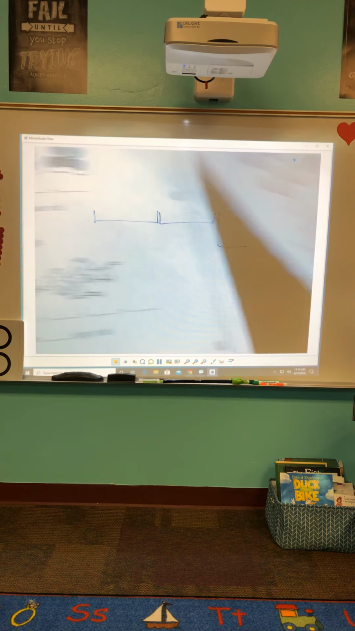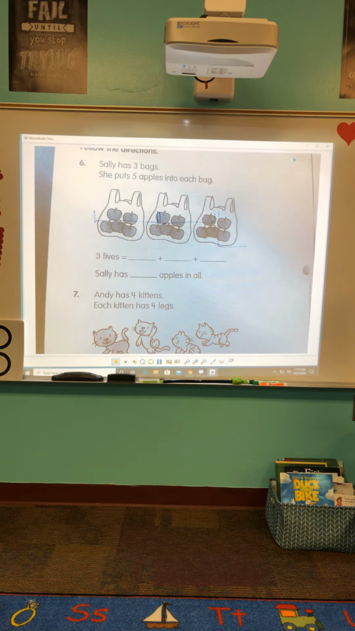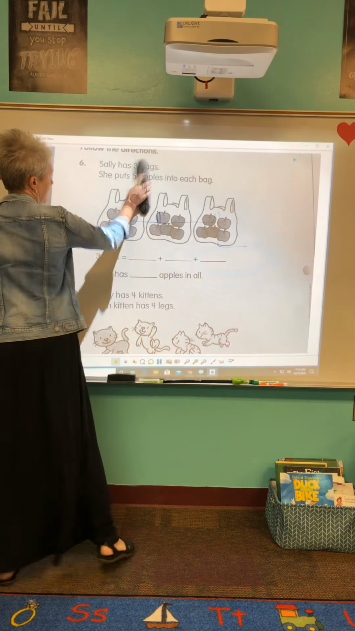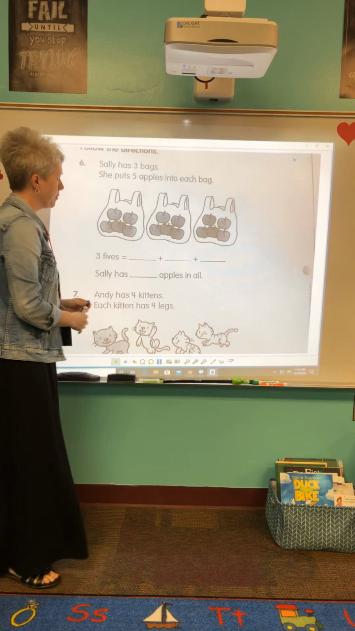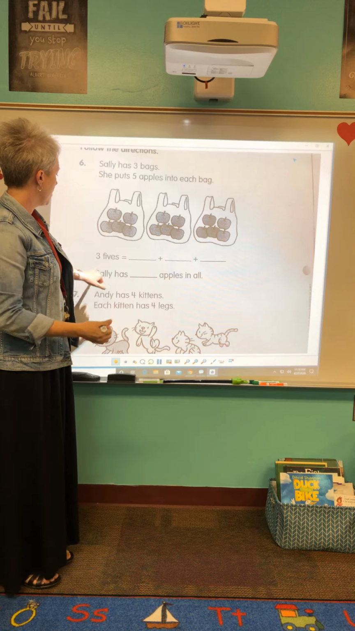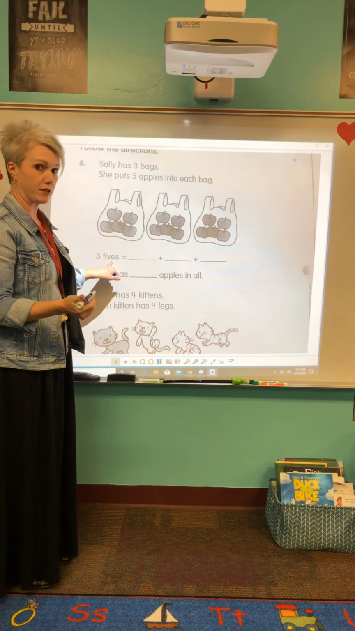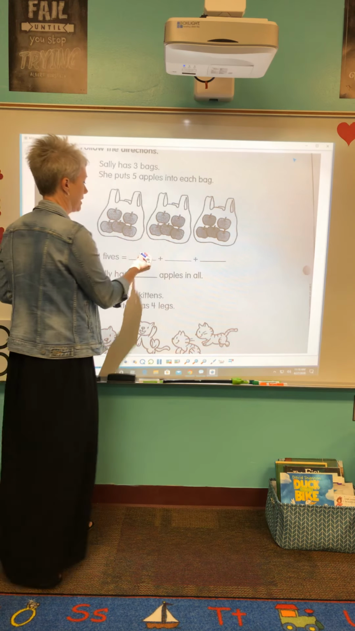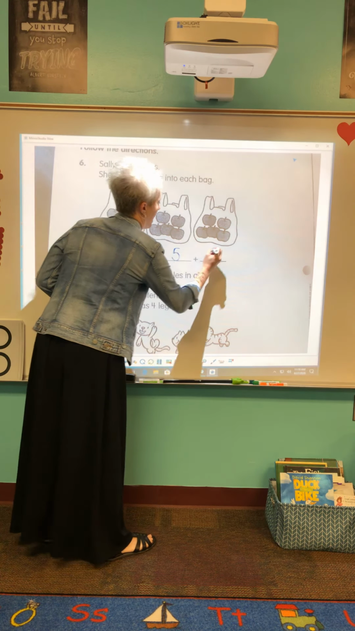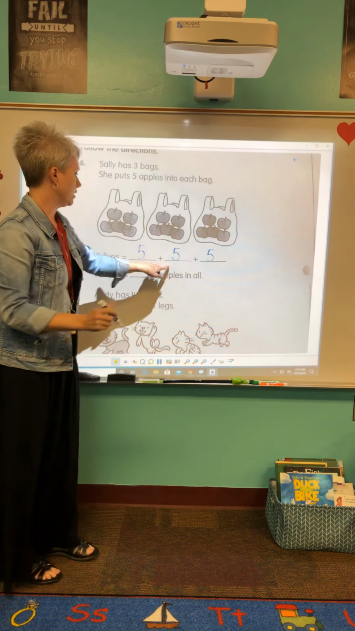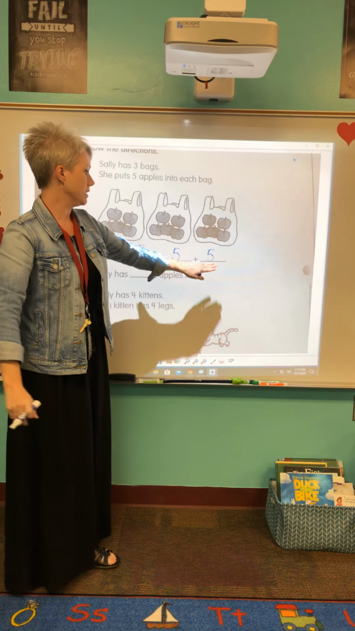All right, moving on to number 6 on the next page. Number 6 says Sally has 3 bags. She puts 5 apples in each bag. 3 5s equals, remember when we see that, 3 5s, that means we're going to write 5 3 times and add it up. 3 5s. 1 5, 2 5, 3 5s. 3 5s equals 5 plus 5 plus 5.